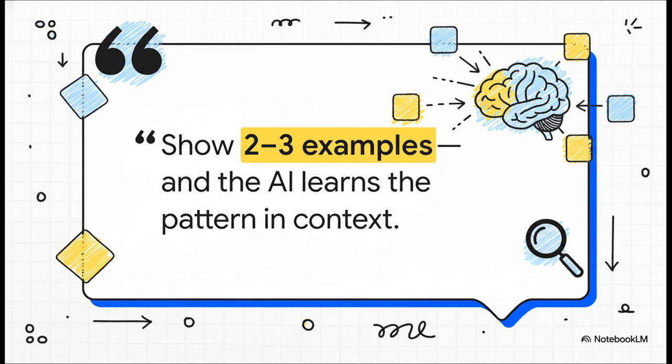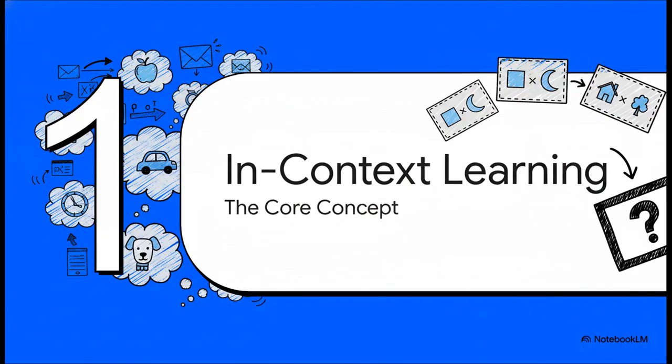See, instead of just telling an AI what to do, you show it. You can literally teach it a brand new trick right there in the prompt. No fancy coding, no complex training needed. Okay, so how does this magic work? Well, it's all built on this concept called in-context learning. And honestly, the name pretty much says it all. The model learns from the context you give it right then and there. It's basically learning on the fly.